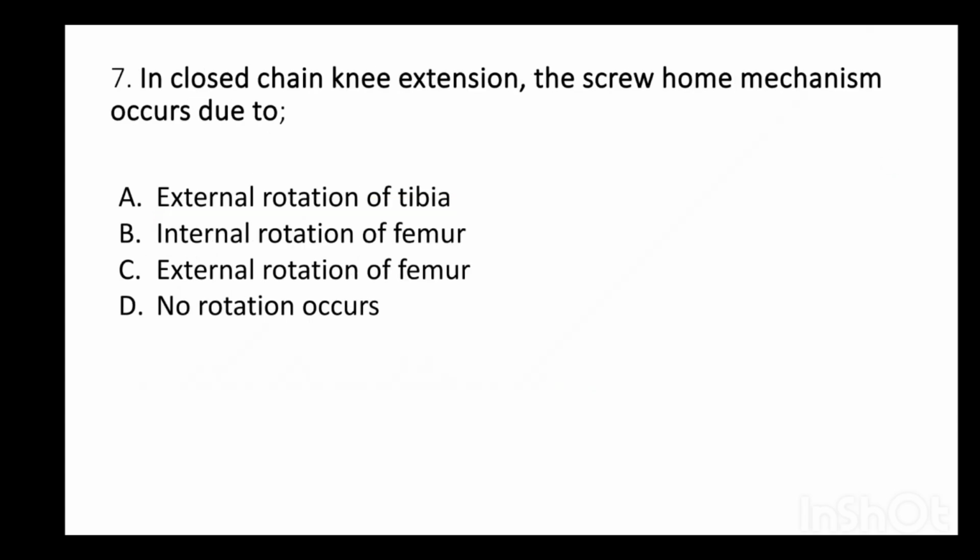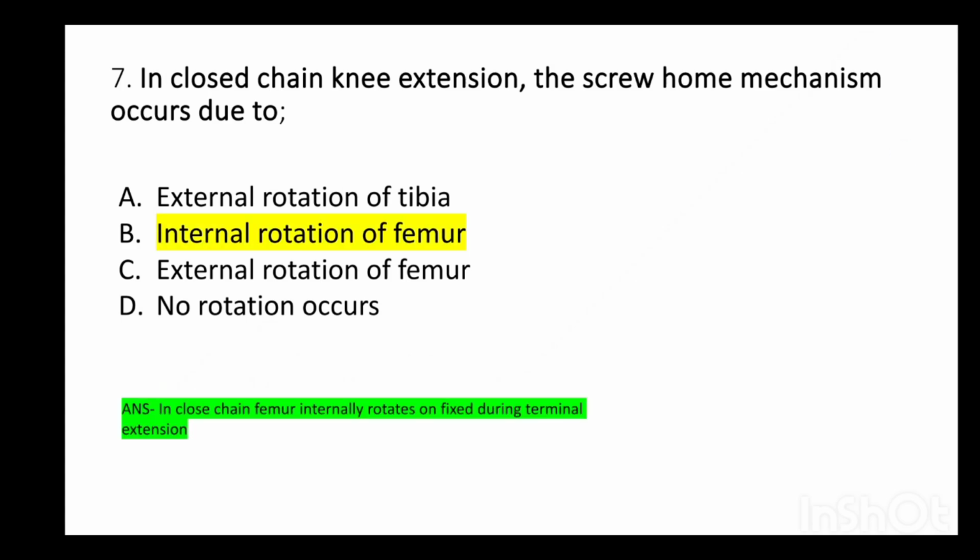In closed chain knee extension, the screw home mechanism occurs due to external rotation of tibia, internal rotation of femur, external rotation of femur, no rotation occurs. And the answer is internal rotation of femur. In closed chain kinetics, femur internally rotates on fixed tibia during terminal knee extension.